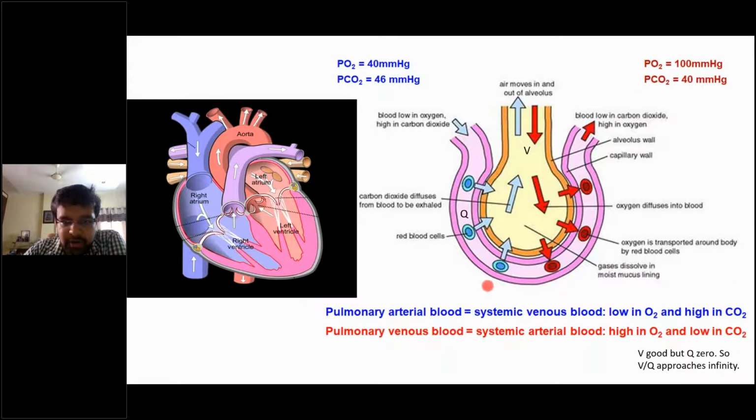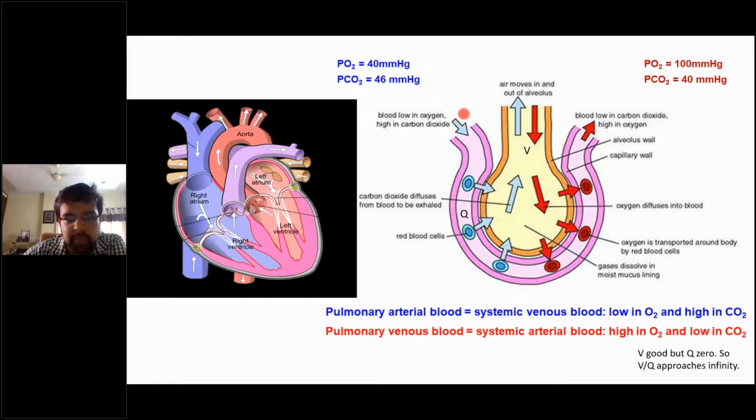So basically, the pulmonary artery blood is nothing but the incoming systemic venous blood, which is low in oxygen and high in carbon dioxide. While the pulmonary venous blood ultimately becomes the systemic arterial blood, which is high in oxygen and low in carbon dioxide.